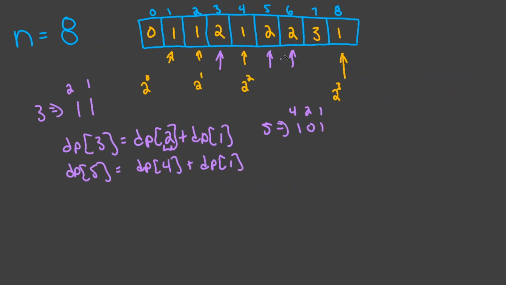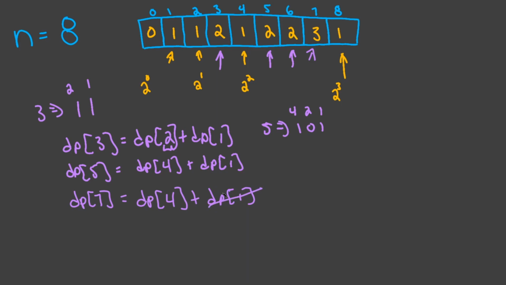Okay, but we can also see that it doesn't hold true for 7. So for example, let's say dp of 7, we will make that equal to the most significant bit, which is currently 4, plus dp of 1. And as you can see, that does not equal 3, because dp of 4 is 1 and dp of 1 is 1, and that will give us 2. So what's the actual relationship here?